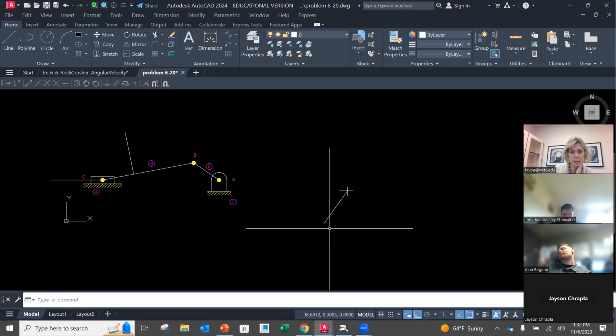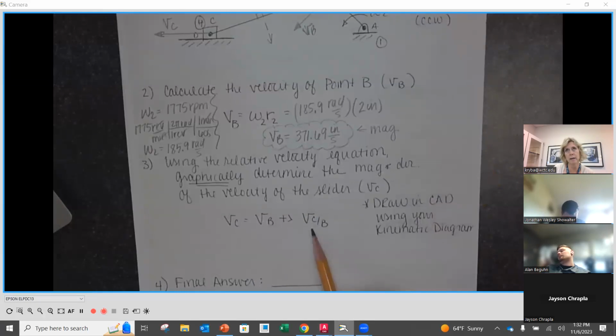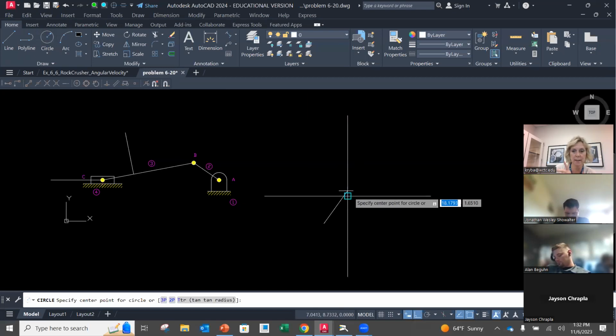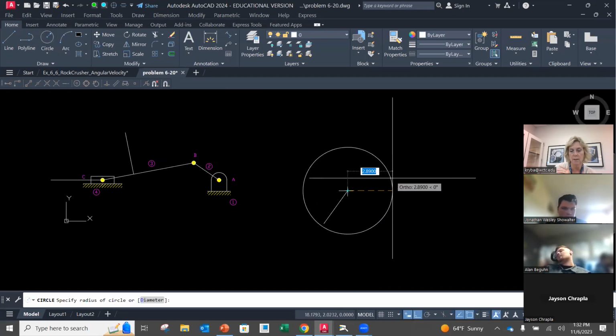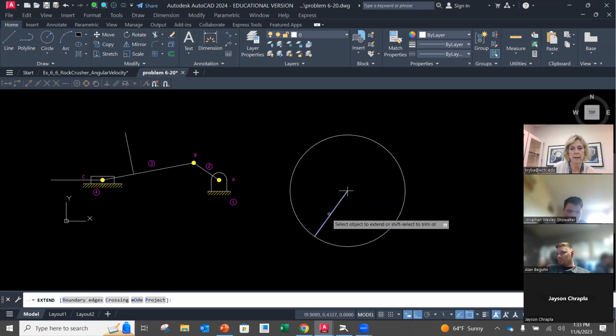Then on the end point of the velocity of B, I am going to add, oh, I have to do something first. I'm so sorry. Let me get the correct length of B. I have its line of action. I have to get the correct length of B because I do know its magnitude. So from the center here, I'm going to do a radius of 3.7169, which is our velocity divided by 100. Okay. And then I'm going to extend the radius down here.